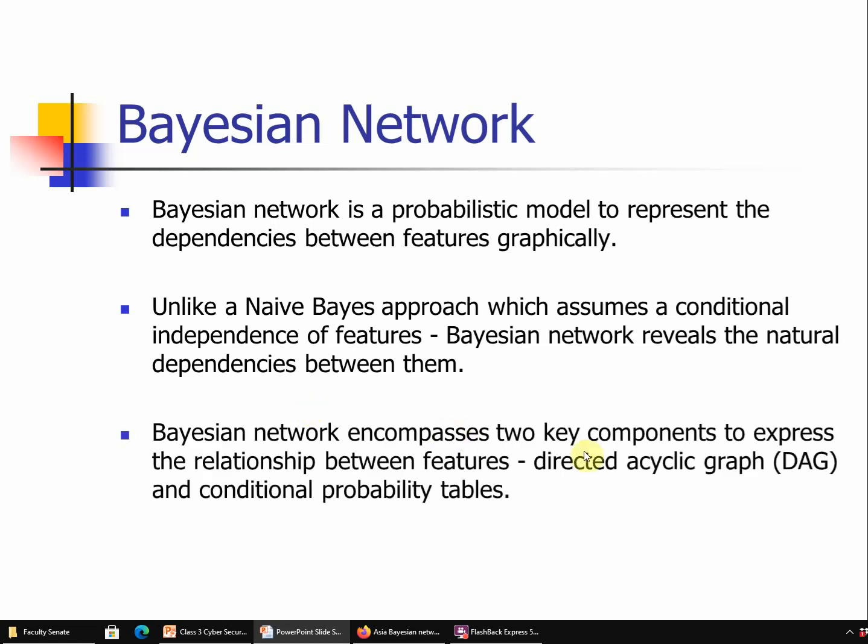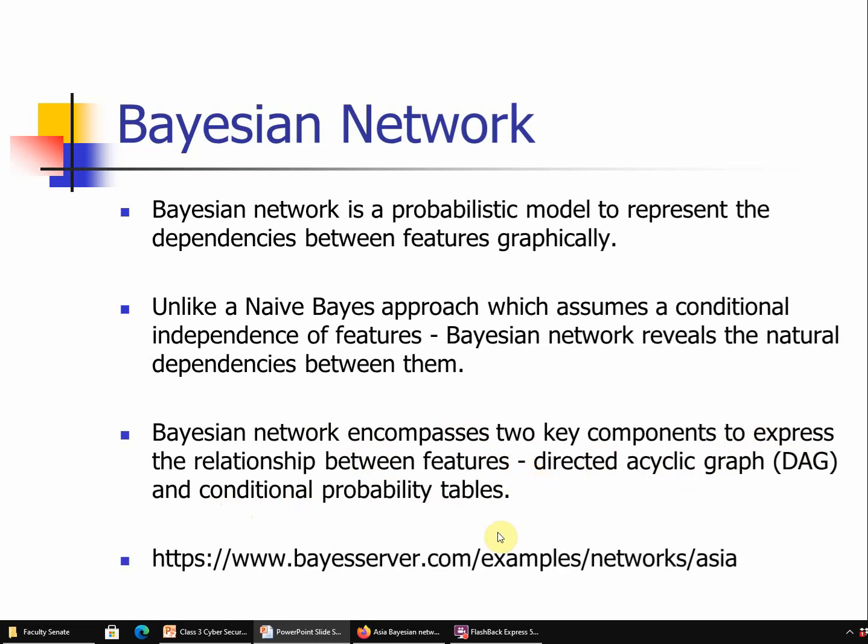A Bayesian network encompasses two key components to express the relationship between features: a directed acyclic graph and conditional probability tables. What that's trying to do is better shown with an example. So I went to a website, and I found this website has a very nice example to let you know what basic networks look like.